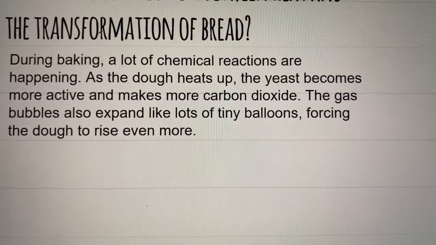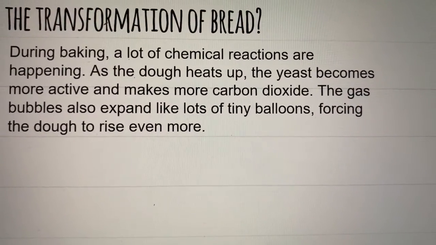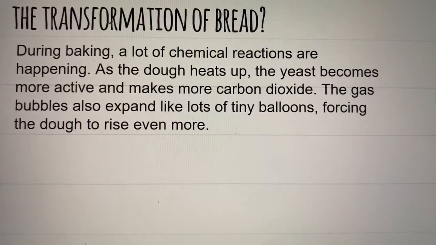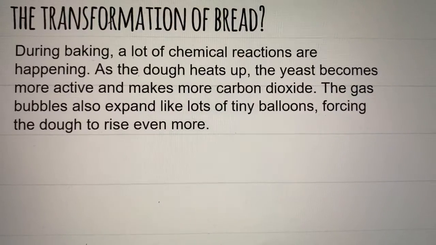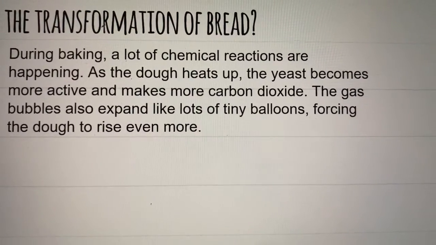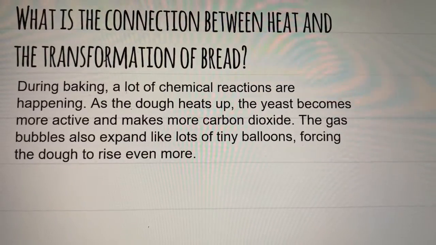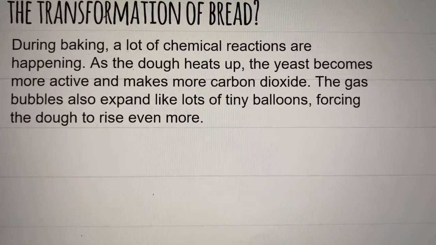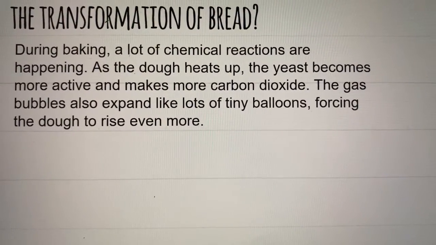And an excerpt from that paragraph is, during baking, a lot of chemical reactions are happening. As the dough heats up, the yeast becomes more active and makes more carbon dioxide. The gas bubbles also expand like lots of tiny balloons, forcing the dough to rise even more. So this piece of text evidence will help me answer that question, what's the connection between heat and the transformation? It's telling me what heating up that bread does. There was also other information in that paragraph, but this will give me enough to answer that question.